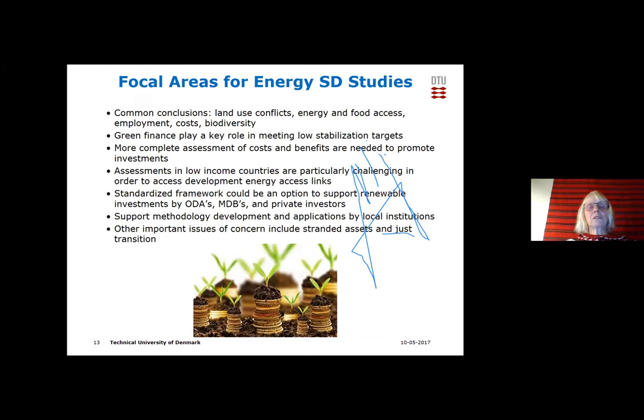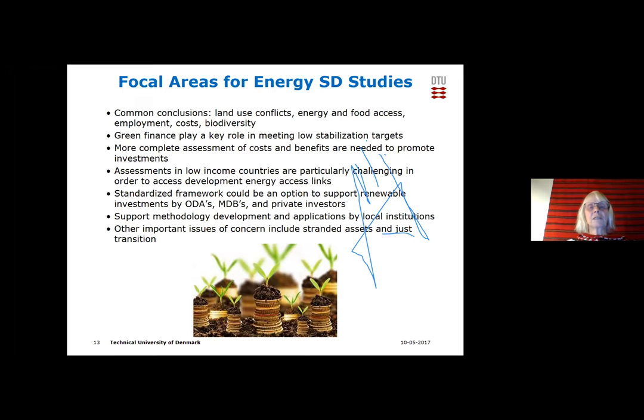The common conclusions on how energy and the SDGs come together is that we have land use conflicts. We have, but also potential synergies, if this is managed right, we have issues related to energy and food access and the cost. We have employment issues. And we also have some biodiversity in relation to land. I think that green finance could play a very important role in meeting the low stabilization targets. And therefore, I think that more should be done. And this was why I was suggesting these energy indicators.